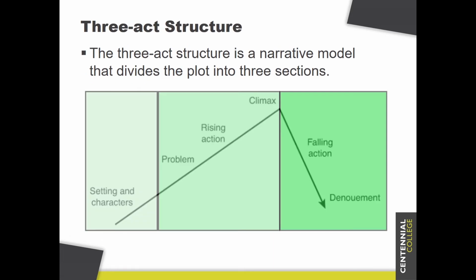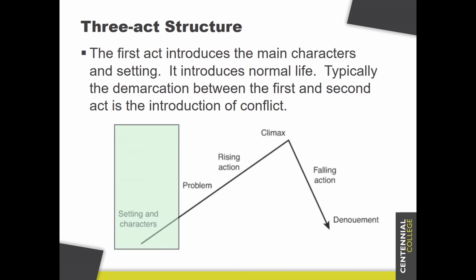We can divide this up into 3 acts. A typical 3-act structure goes something like this, with the first act being settings and characters, the second act being the problem and dealing with the problem, and finally the falling action and the completion of your particular storyline. All right, so as I've mentioned, the first act introduces the main characters, the settings. It gives us a picture of what normal life is like. This is how things are before everything has gone awry, right?